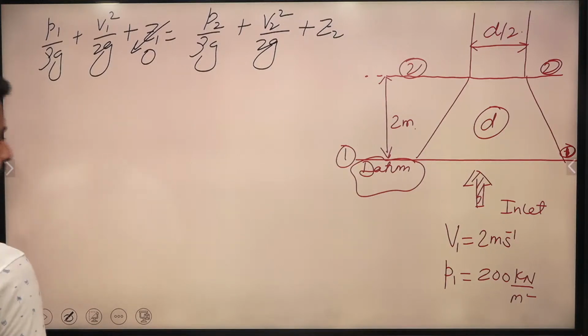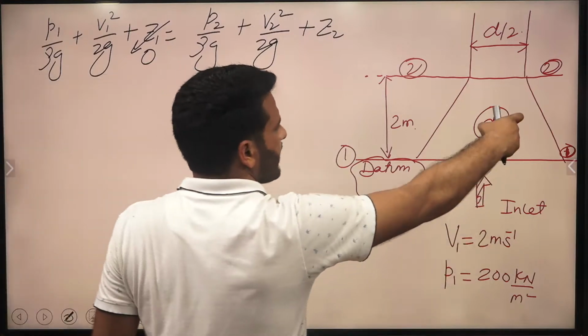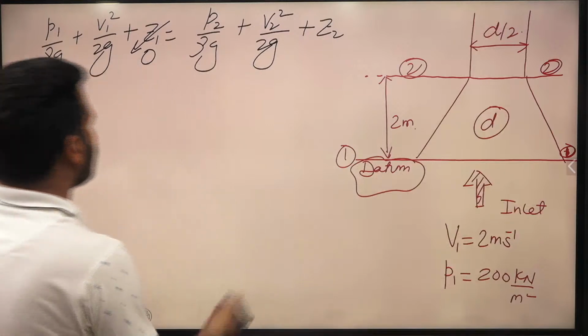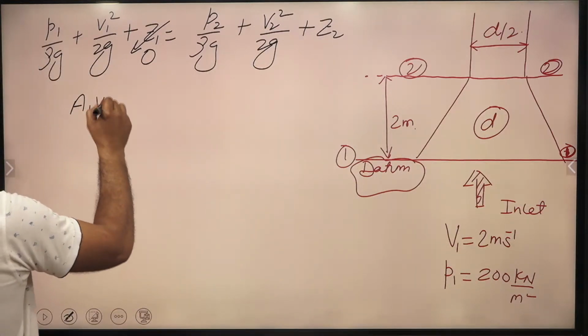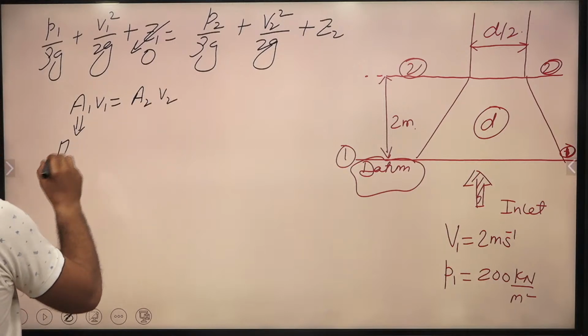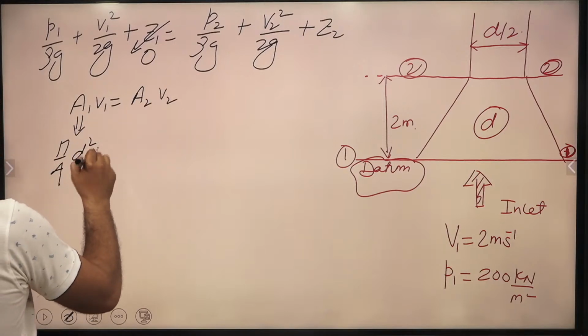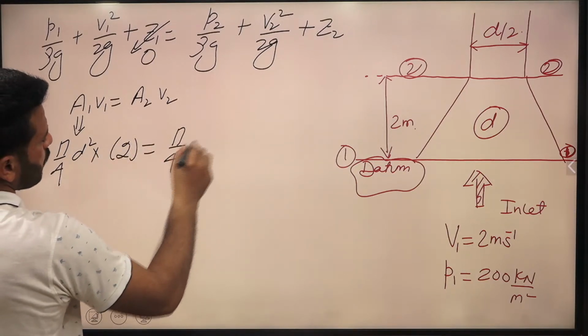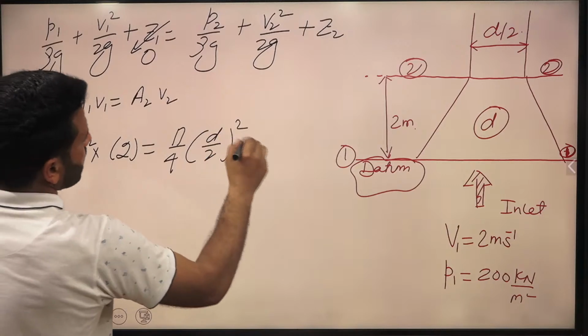Now, the amount of liquid passing through section 1 will definitely pass through section 2 also, so we apply the continuity equation: A1 V1 equals A2 V2. What is A1? A1 is nothing but pi by 4 into d square, into V1. V1 is given in the question, this is 2, equals A2, pi by 4 into d by 2 whole square, into V2 as it is.